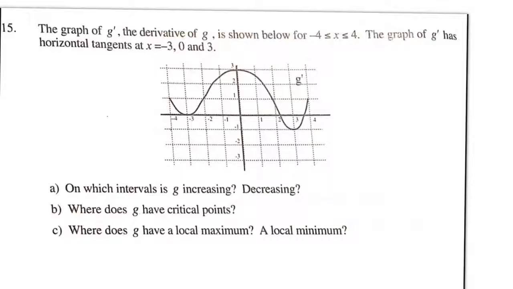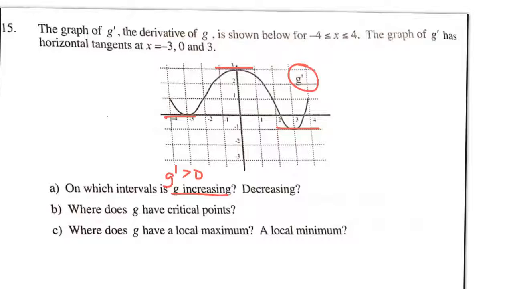Alrighty, question number 15. We have a graph of g prime, and it's got horizontal tangents at -3, 0, and 3. And by it, I mean g prime. So on which intervals is g increasing? So that means g prime is greater than 0.